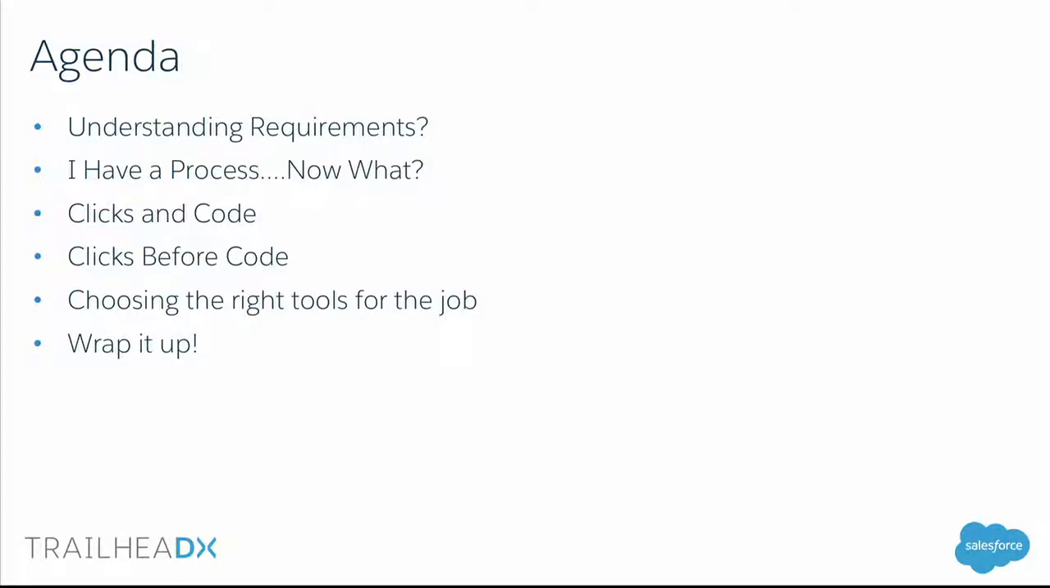The agenda, we're going to look at understanding requirements. Once you know what your requirements are and you have a process, what do you do with that process? We're going to talk about clicks and code as opposed to clicks, not code. And we'll talk about clicks before code. So as much as you can, try and build something out declaratively before you turn to code as your last resort. And then we're going to talk about choosing the right tools for the job. So what is the right tool? How do you determine what the right tools are? There's different use cases for each tool. And depending on what you're trying to achieve, you're going to decide which tool is going to make the best of that process to make it happen. And then we'll wrap it up. And if we have time, we'll do some Q&A.